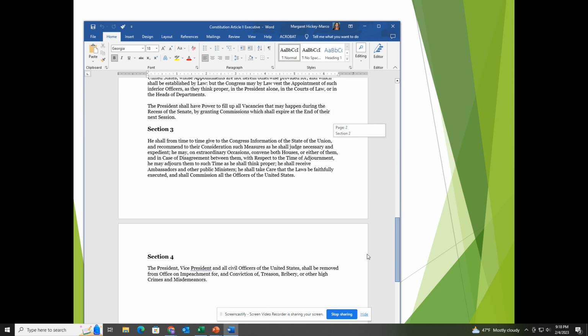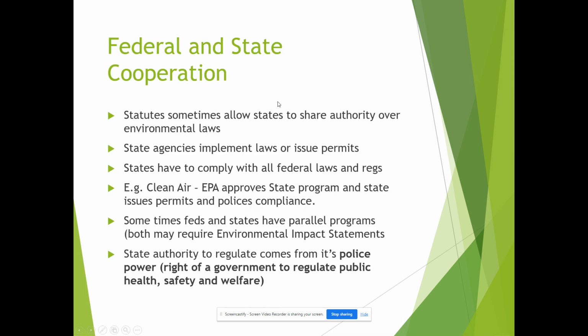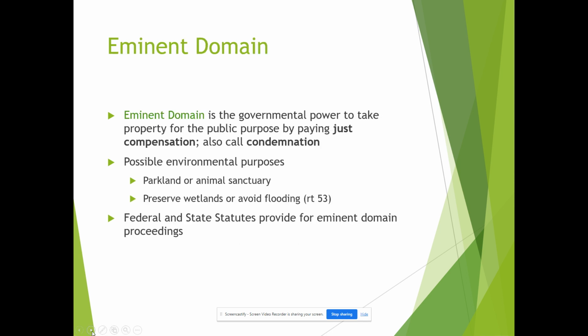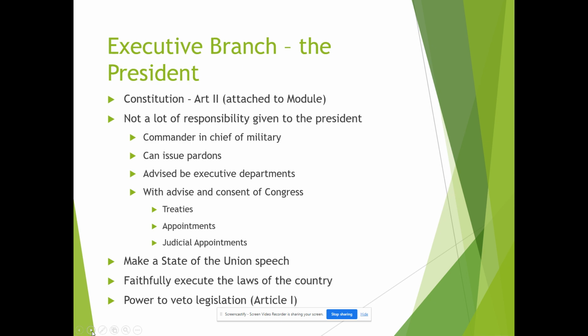There's not a lot of what we call enumerated powers set up for the president. I don't know why it doesn't just jump ahead for me. So they give them commander in chief of the military. Obviously, they can issue pardons. They are advised by executive departments. With the advice and consent of Congress, they can make treaties and appointments, including judicial appointments.